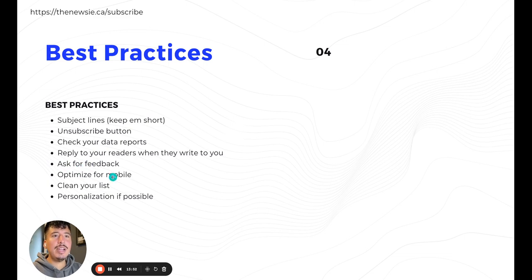That's another great practice. You want to know what's working and what's not working in your email newsletter, what people like about it and what they don't like about it. Optimize for mobile. Mostly this is built in already in Beehiiv. They already optimize the email newsletter for mobile. But if you're using something else, then you want to optimize it for mobile.